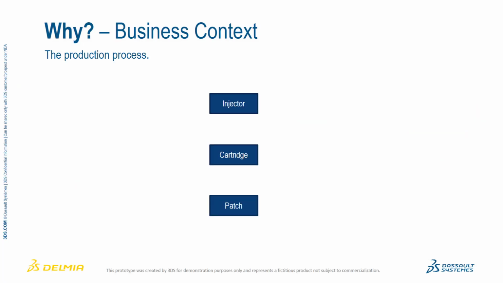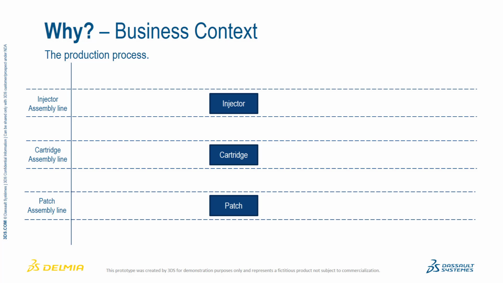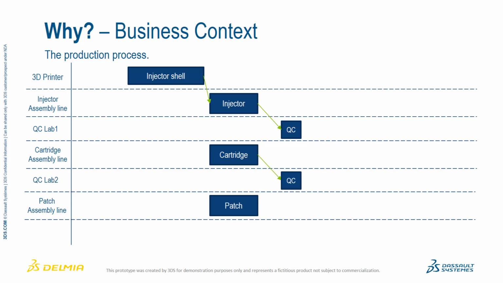The final product is composed of three main components: the injector, the cartridge, and the batch. The assembly steps are done on separate workshops using subcontracted parts, except for the injector, where the shell is 3D printed in the factory. Once the injector is assembled, a specific quality control is needed and will be performed in the first lab of the company. We have the same requirements for the cartridge and the batch, but the QC step can be performed in the same lab. Once the QC steps are validated, we can start the final assembly of the product.